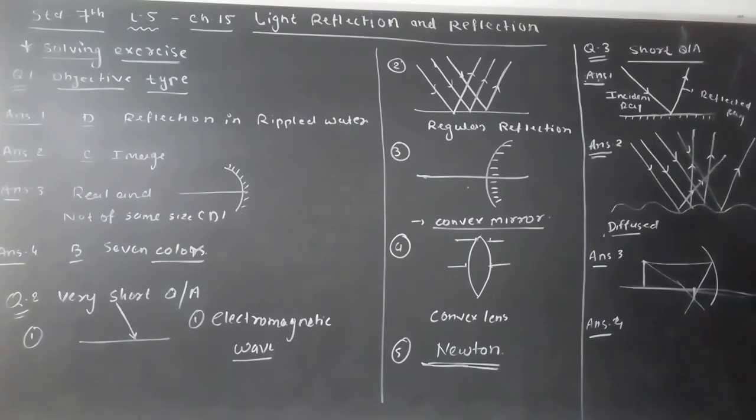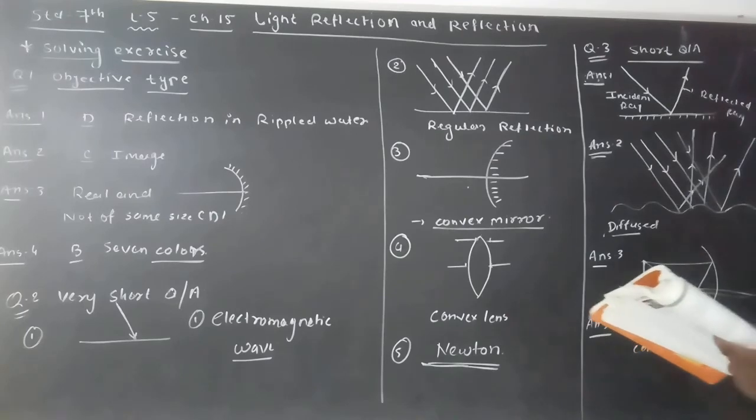Question number 4, which are the types of lens. There are 2 types of lens, concave and convex lens. Concave looks like this type of structure, while the convex looks like this type of structure.